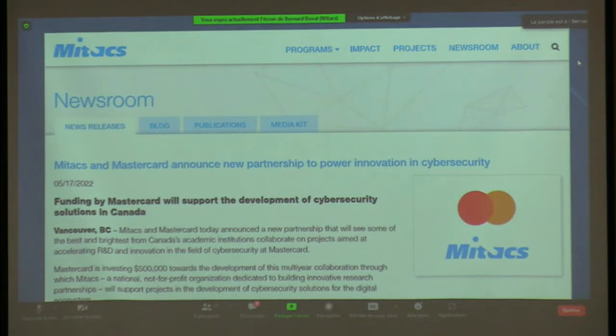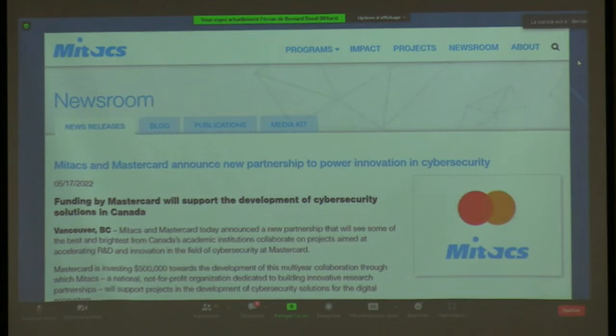Just an example of what MITACS is doing right now with MasterCard. MasterCard chose Canada to conduct a first research project. They invested $500,000 for a cybersecurity research. MITACS is putting in at least $500,000. So we have $1 million just to start there, and there will probably be more initiatives in cybersecurity.